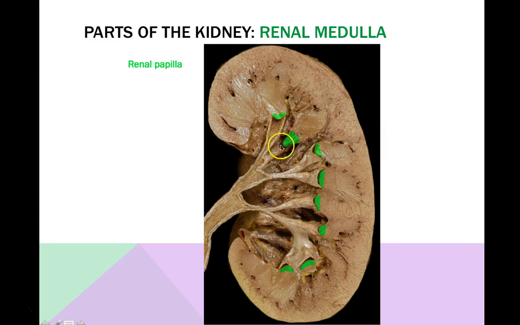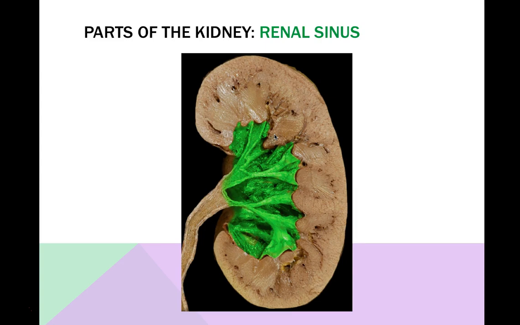So from this tip here, that urine will move into an area that we will learn next called the minor calyces. But before we get into that, all of this area beyond the cortex, beyond the medulla, is called the renal sinus. So it's just a space where we will find some structures that I will identify in the next slides.